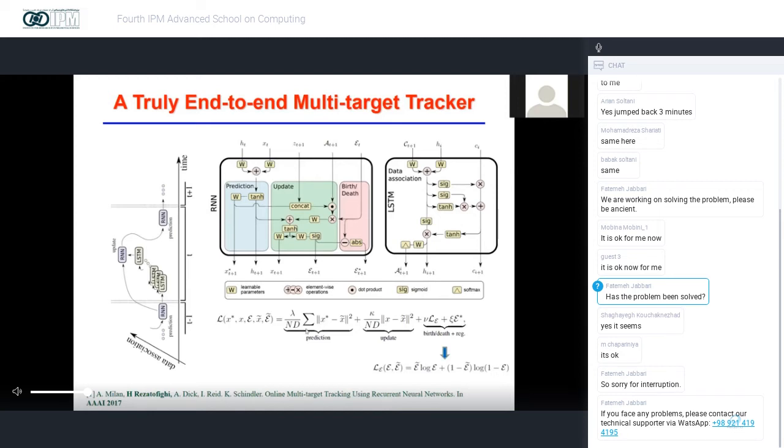The loss we use for training this RNN has a prediction term, where X tilde is the ground truth. We try to make the prediction close to the ground truth, and the update close to the ground truth. Then we have the binary variable, which is simply a binary cross entropy. If the target is alive according to the ground truth, we try to make this binary variable close to 1. During test time, we just rely on what is predicted for the target being alive or not. It means we threshold it: if it is above 0.5, the target is alive, otherwise it is not. And we have that smoothness.